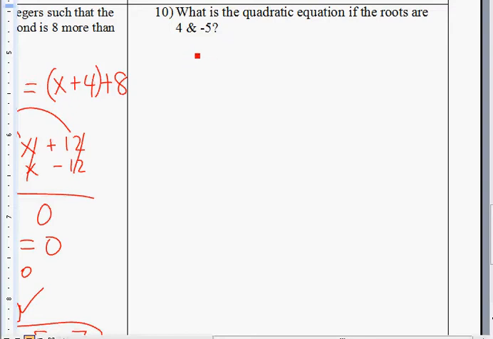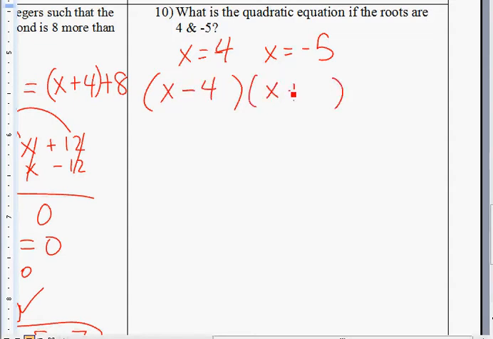So if it's 4 and negative 5, you can write x is equal to 4 and x is equal to negative 5. And if you were to work backwards, think about the factors and the relationship to the root. The factor is usually the opposite. So it would be x minus 4, right? And opposite of negative 5 will be x plus 5 equal to 0.